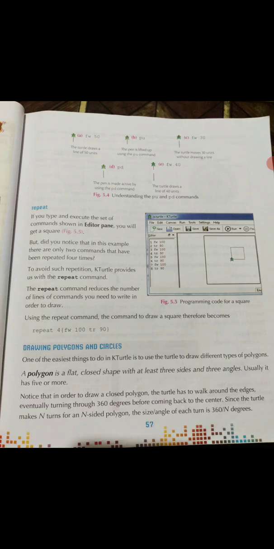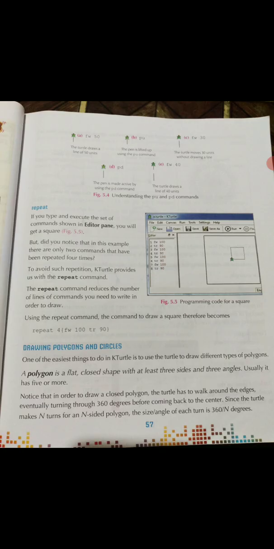So, today we can proceed to another topic, that is drawing polygon and circles. You will find this topic, drawing polygon and circles, on page number 57. I think everyone has turned to page number 57. On page number 57 you see drawing polygon and circle. Here we see how we can draw a polygon or a circle. Okay, so look at the paragraph.